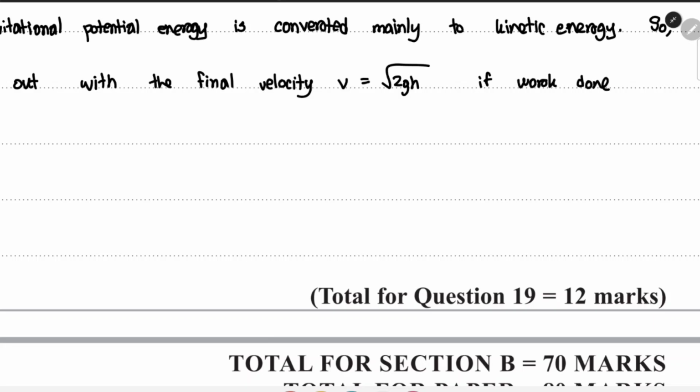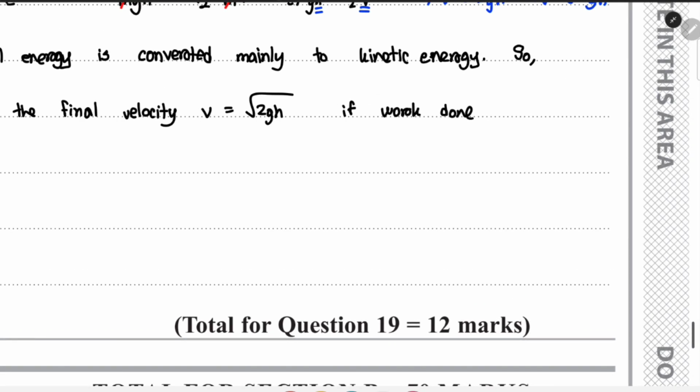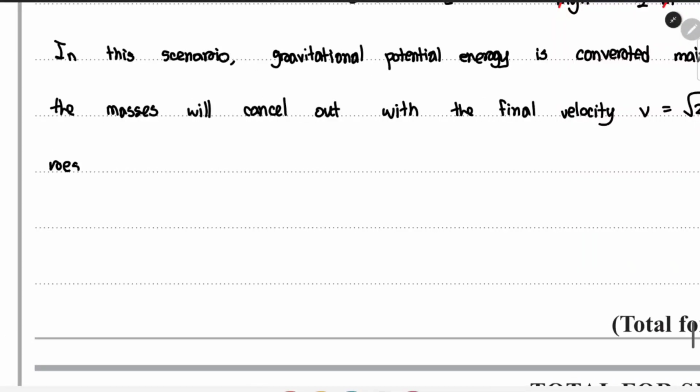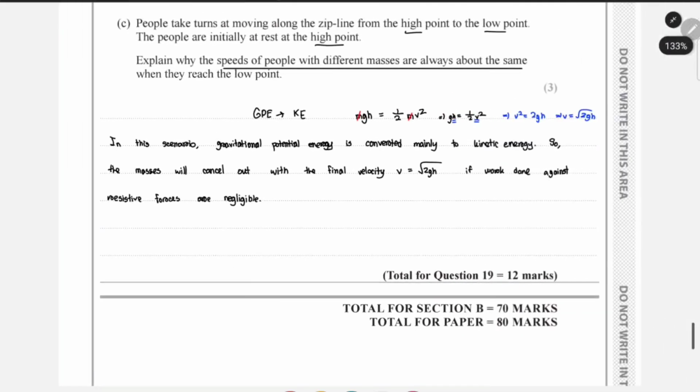And finally, we talk about the assumption that resistive forces are negligible. And that's it for this paper.